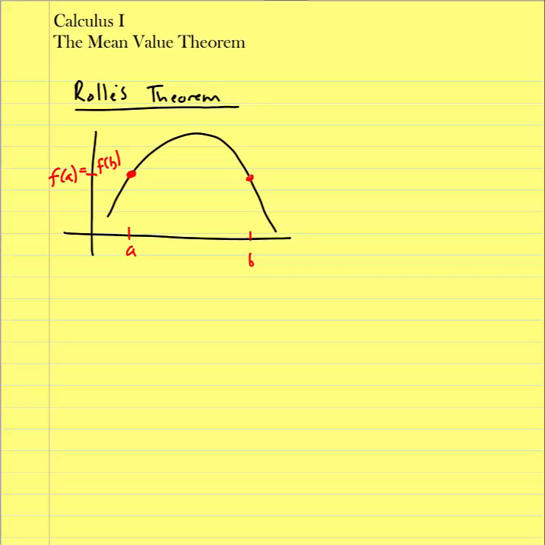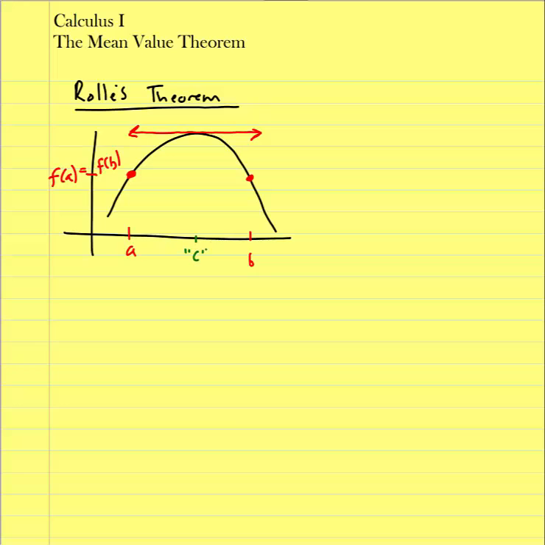Well, what Rolle's theorem basically says is that somewhere between A and B there is at least one, so there could be more than one, at least one point at which this function f has a horizontal tangent line. So Rolle's theorem guarantees at least one time, if these cases hold, that I have this horizontal tangent line. Now let's remember what a horizontal tangent line is. That means the derivative is equal to 0.